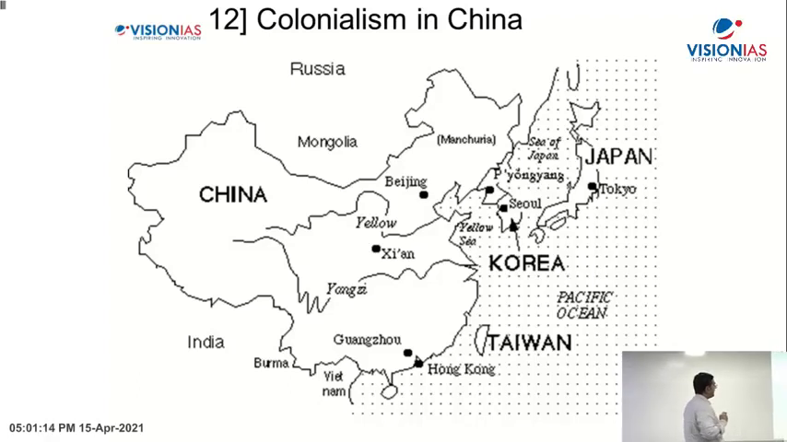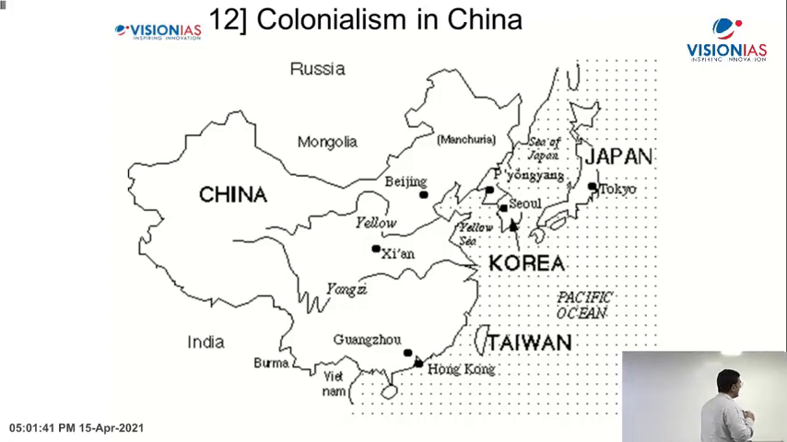Then on the left hand side of Taiwan you see Hong Kong. So Hong Kong is an island. Above Hong Kong you see the name of an area called Guangzhou. It has another name, which is Canton. So Guangzhou or Canton, they are one and the same thing. So in our notes when we write Canton Port, that means the port of Guangzhou, the area around Canton Port, which is known as Guangzhou.